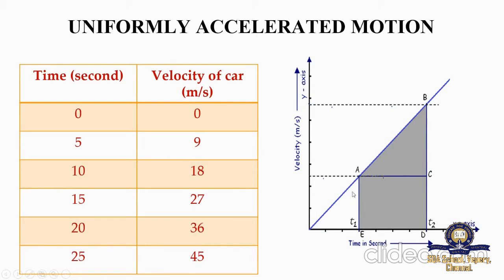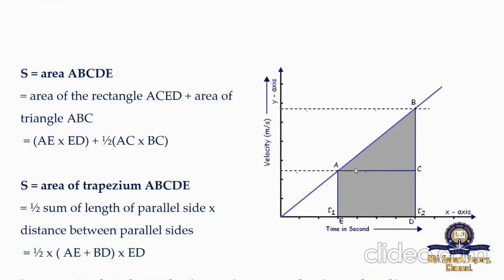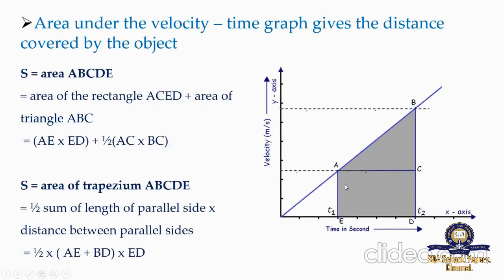So consider the area under this velocity time graph, ABEA. Okay? Consider this area. The area under the velocity time graph gives the distance covered by an object. So S is equal to the area ABCDE. In this area, we have a rectangle part and a triangle part. So when you add the triangle part and the rectangle part, we get the total area of this quadrangle.